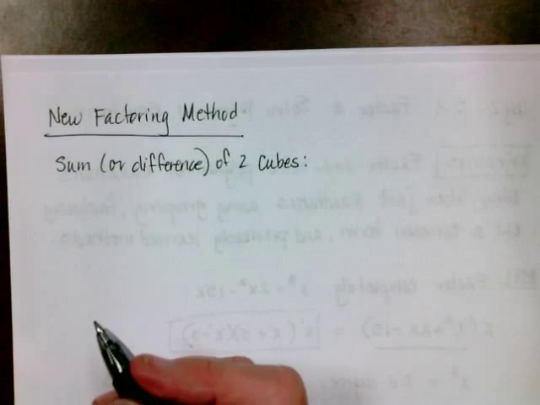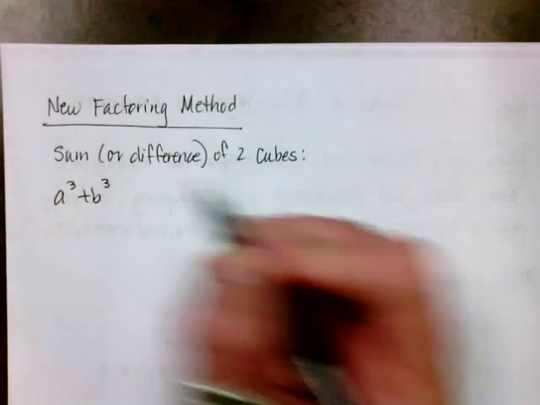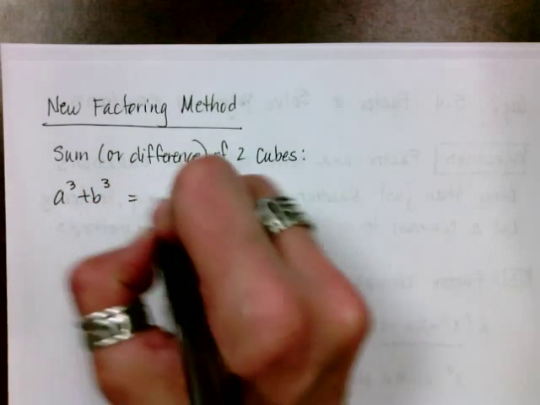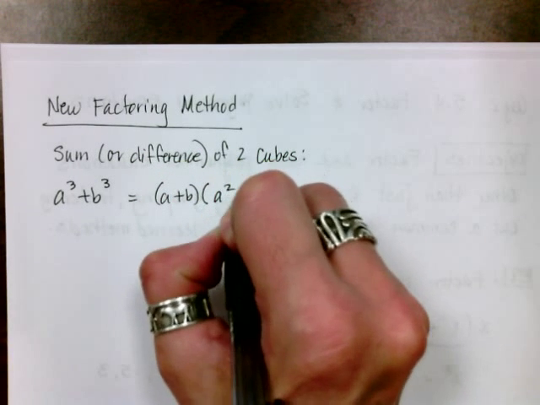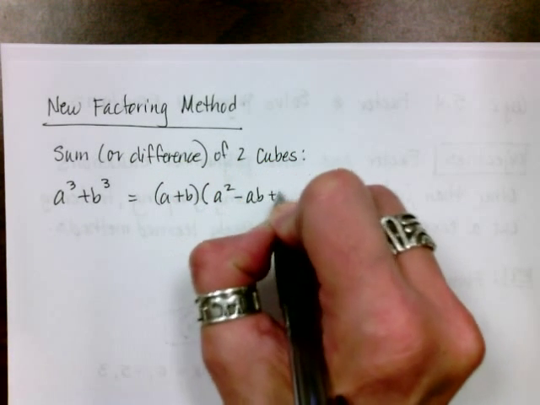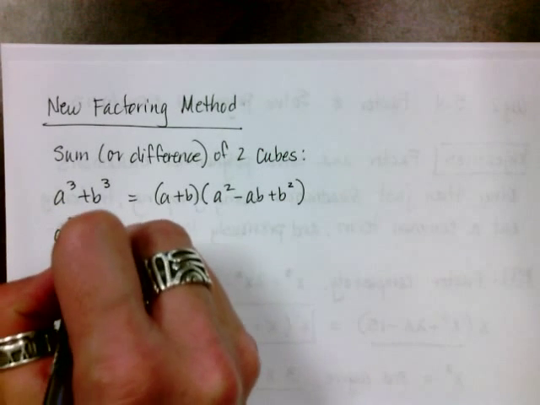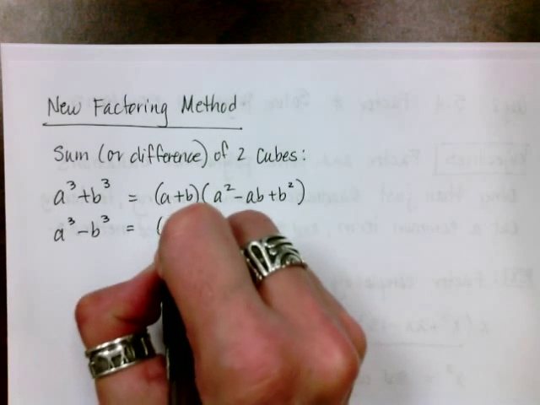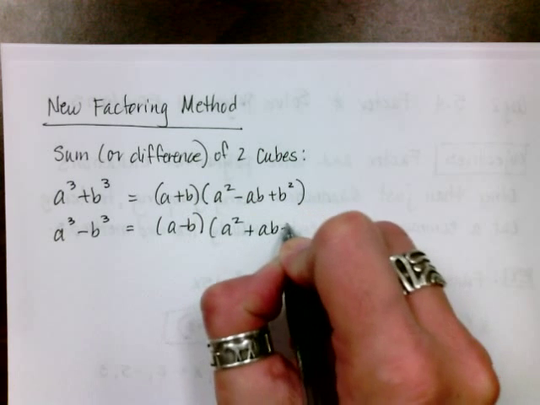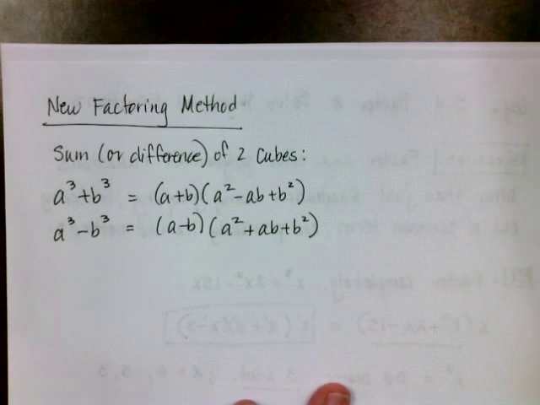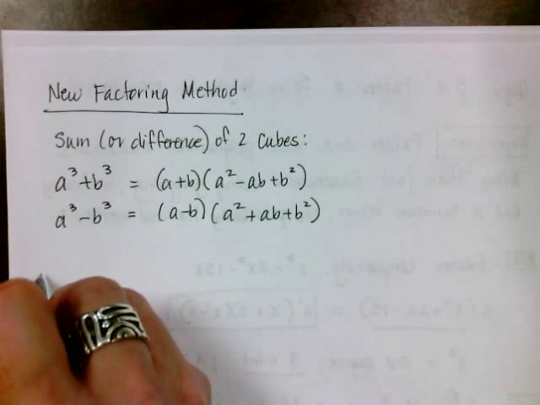Okay, and so I'm going to give you the formulas. So on a quiz or a test, I would give them to you. a cubed plus b cubed is equal to a plus b times a squared minus ab plus b squared. And then if I had a difference of two cubes, I would get a minus b times a squared plus ab plus b squared. So that you don't have to remember those, I will give them to you. Your job will be to know how to use them.